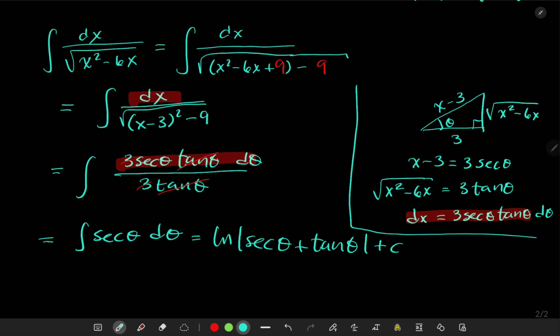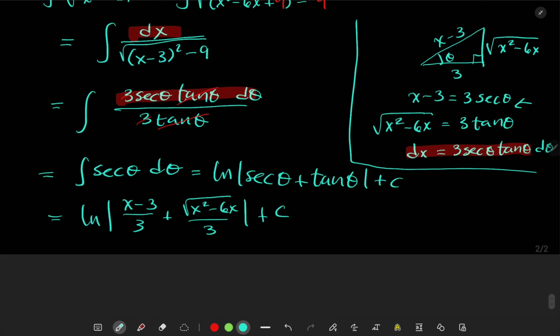So this is going to be natural log of the secant plus tangent. All right, so now I can solve for my secant, which is going to be x minus 3 over 3, plus tangent, which is going to be solving from the next one, square root of x squared minus 6x all over 3, plus c.